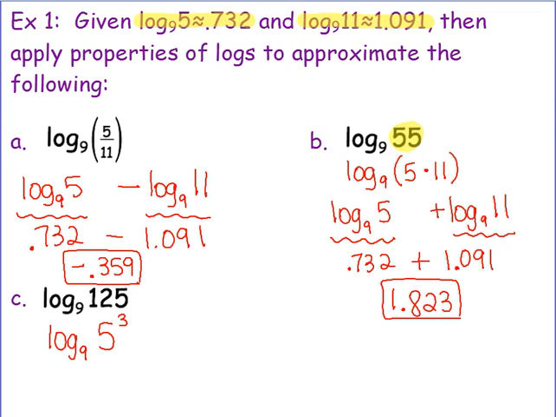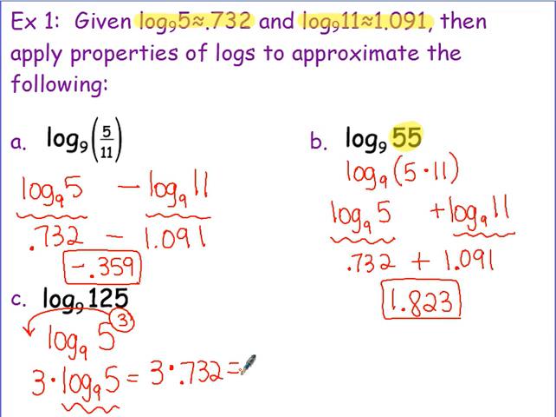So what property does this look like? Well, this looks like the power property. So the power property says this number can come down here in the front. So it becomes 3 times log base 9 of 5. So now we can make that change. 3 times this guy right here is 0.732. Do your multiplication in your calculator, and you should get 2.196.